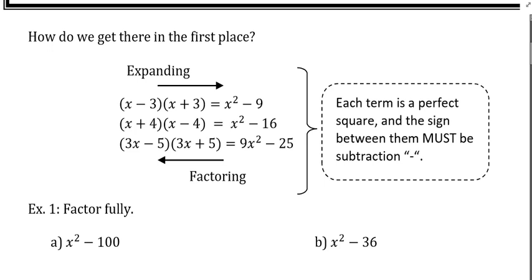So we notice that the first term here is the first term of the binomial squared. It's x times itself. And the second term is the second term in each of the binomials times itself, 3 times 3 or 3 squared, 9, right? So it's got two terms and it's got a minus sign between them. And that's what this says. Each term in the expanded form is a perfect square. There's two of them, and there's a subtraction sign between them. That's why we call this a difference of squares.